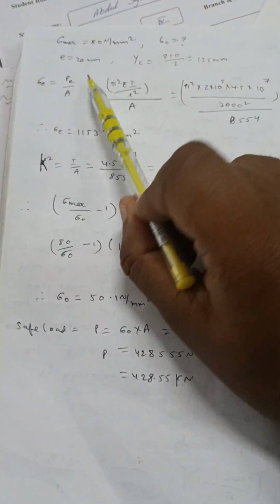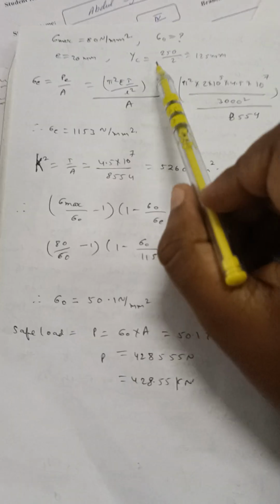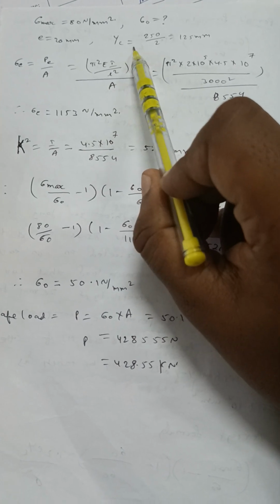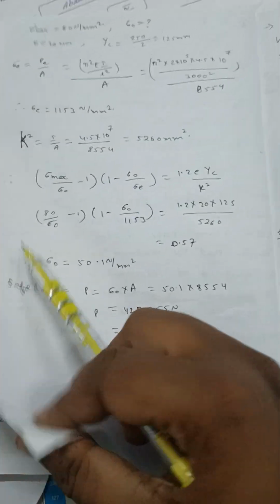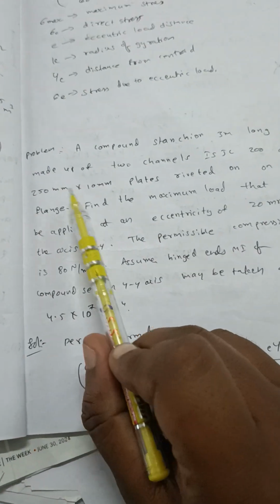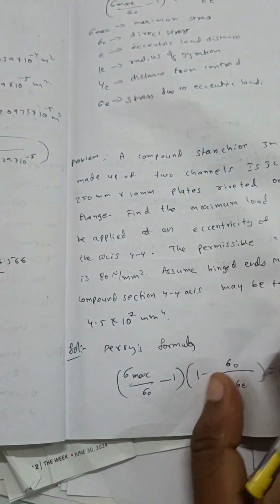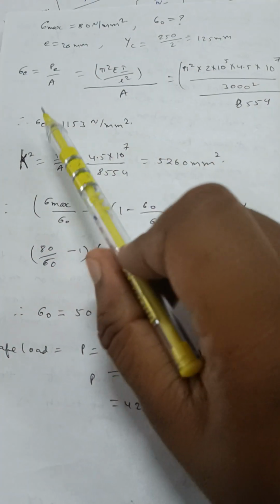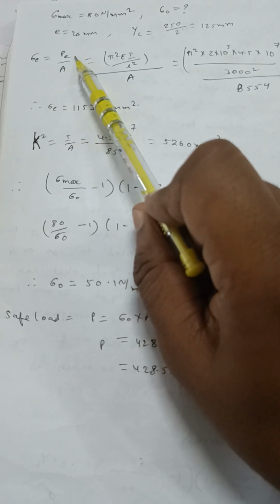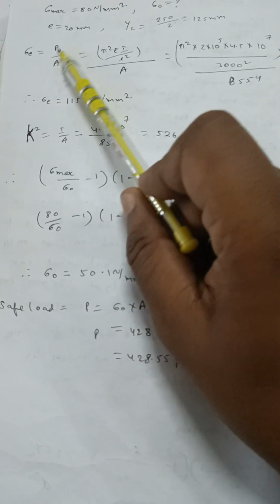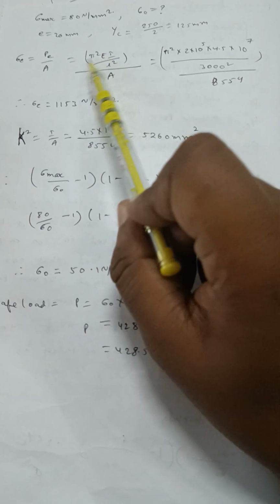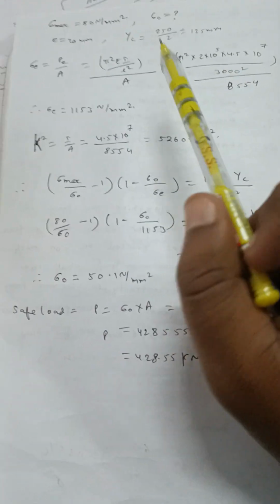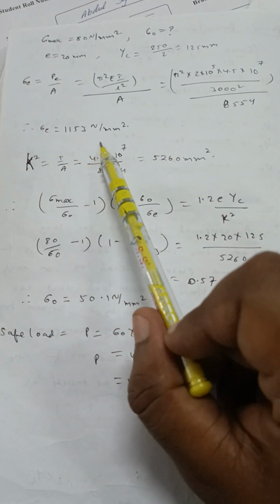So sigma max is given as 80 Newton per mm square in the question. Sigma naught is not given. E is given as 20 mm and Y is capital D by 2, so here it is 250 by 2. Then sigma E is the Euler's stress, equal to Euler's load by A. We know the formula for Euler's load, pi square EI by L square. Substitute all the values, E, I, L square, everything. Then sigma E is equal to 1153.